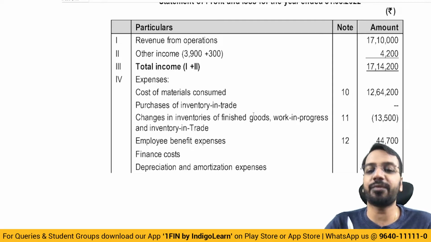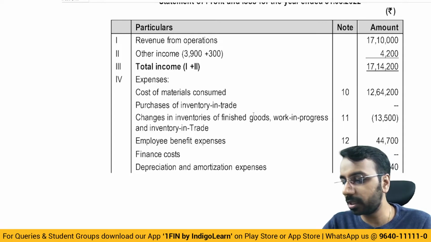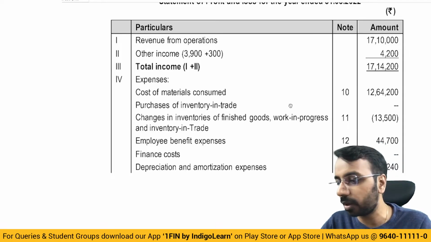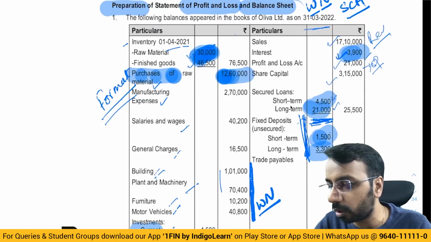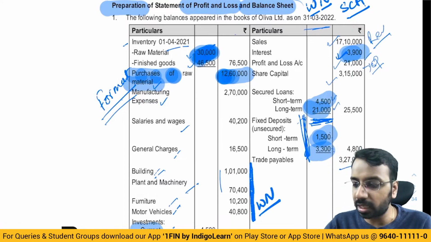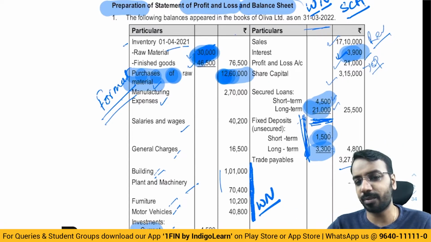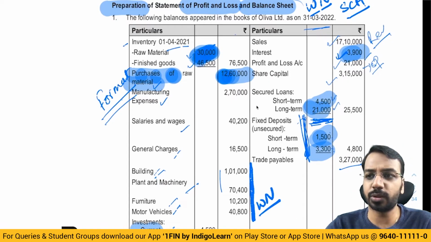Then purchases of inventory in trade. Now, what is this purchases of inventory in trade? This represents the finished goods purchase. Now, if you look at the question, they have given you purchase of raw material, but they have not given you purchases of finished goods. Means finished goods are not purchased, and hence that number is blank. No need to disclose that number.